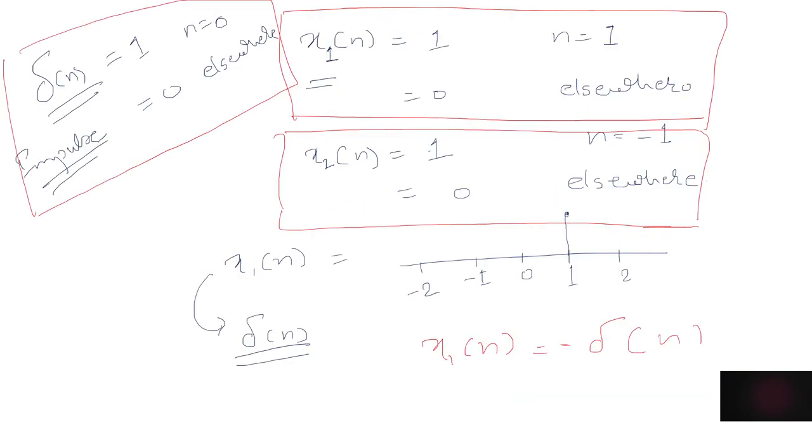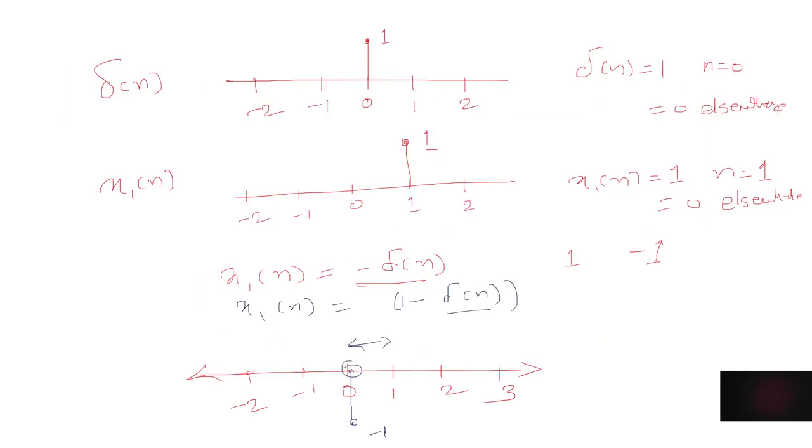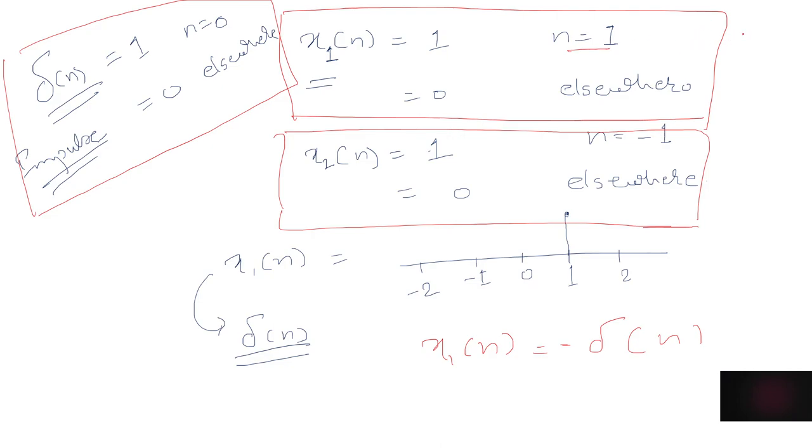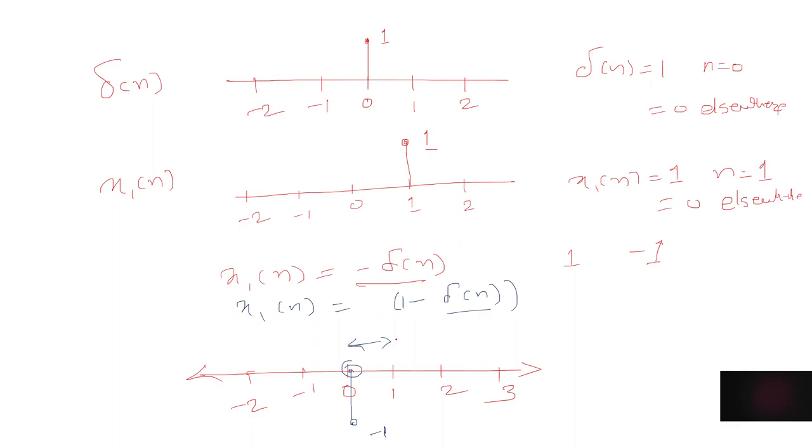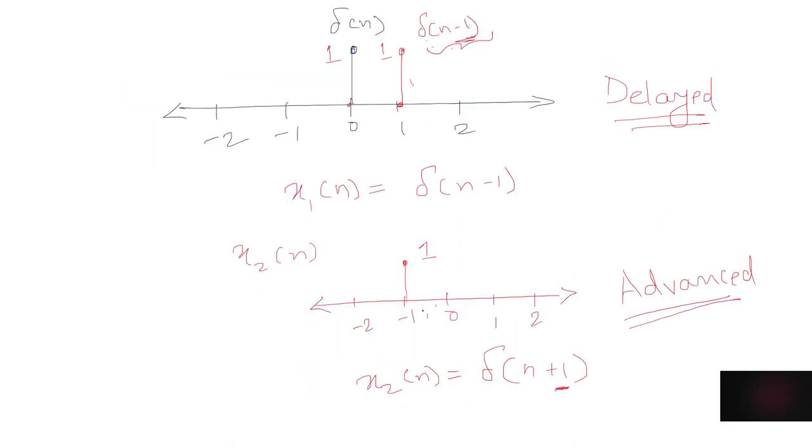After that, I told you how we can shift the signal. Instead of n equal to 0, if I want the signal to take the value 1 at n equal to 1, or at n equal to minus 1, how do we represent that? We know that del of n is 1 for n equal to 0, and elsewhere it is 0. This is the unit impulse response, and we want to represent x1 in terms of del of n. We saw that yesterday, and I am just repeating it. How we can do that was shown here.